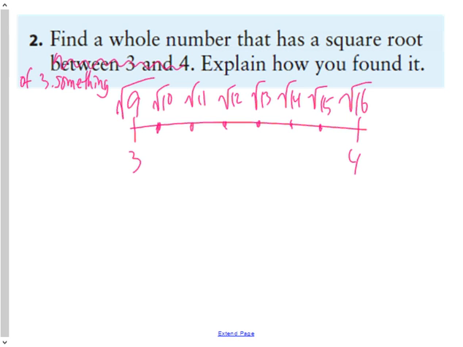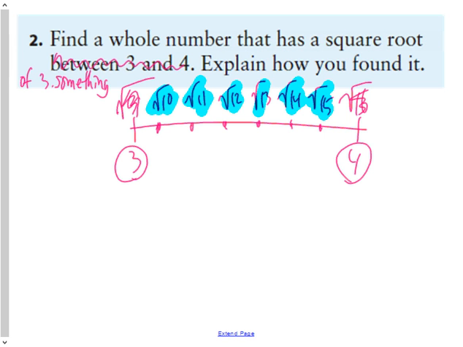So how many whole numbers are there that have a square root of 3 decimal something? Well, if I take my highlighter, I got 1, I got 2, I got 3, 4, 5. There are 6 whole numbers whose square root is 3 decimal something. You cannot include 9 and you can't include 16 because its square root is exactly 3 and its square root is not between it but exactly 4. So the answer for this one is there are 6 of them and you can choose any of those 6 numbers.